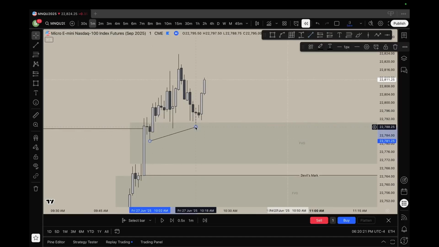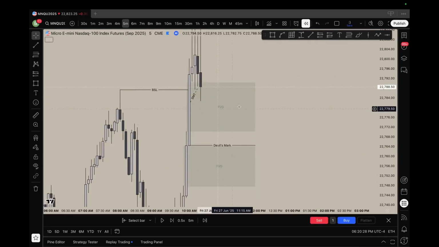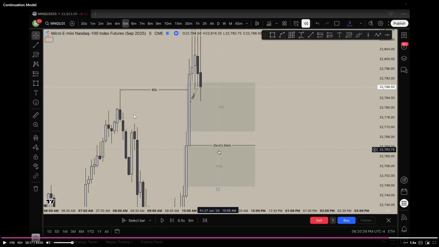But why am I not taking this? Number one, guys, too premium, right? We are way too premium in this price leg. And then number two is we didn't hit that discounted 5 minute. That's why you also don't pattern trade. That's a perfect example. But we're pushing higher.